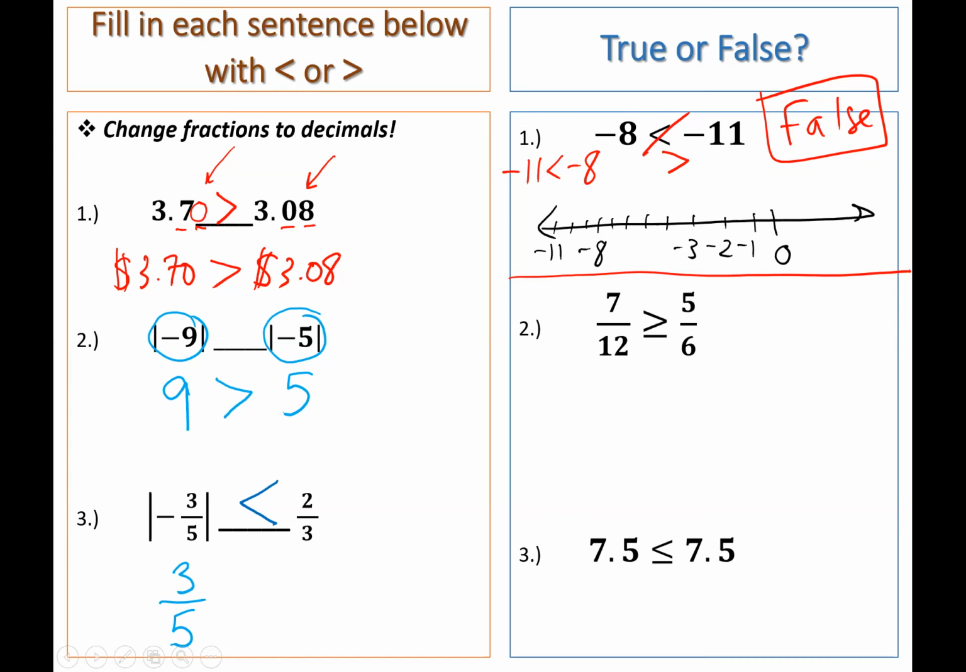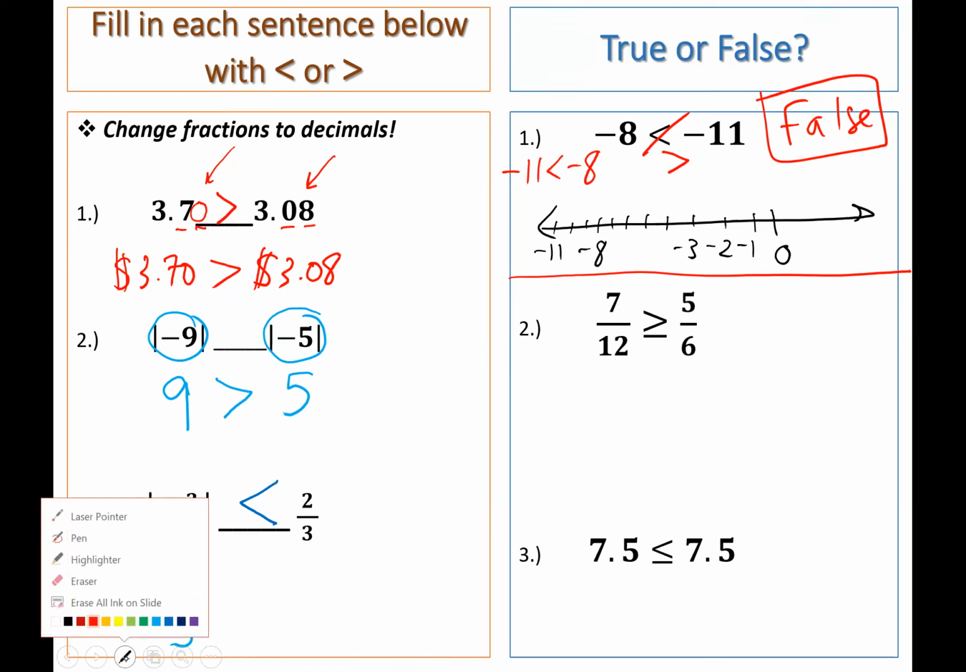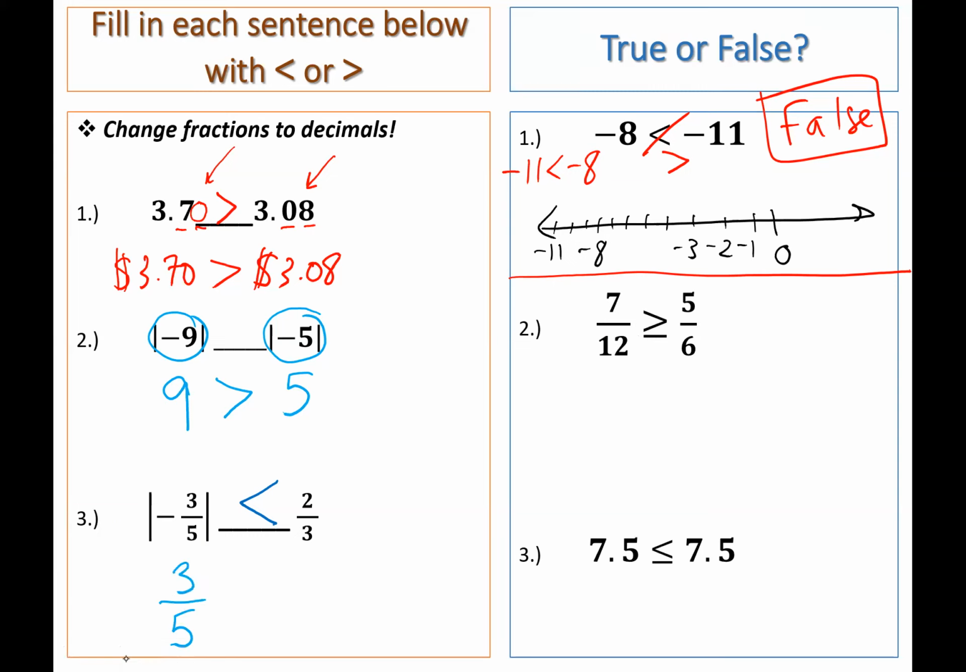So we can now decide, do we want to change these into decimals to compare them? Or do we want to change them to have common denominators? I think for this one, common denominators is probably the easier way to go. 6 times 2 is 12. So I can just multiply by 2/2. So that 5/6 becomes 10/12. Then I can more easily compare them, 7/12 to 10/12. So 7/12 is not greater than or equal to 10/12. 7/12 is actually less than 10/12 because 7 is less than 10. So I would say false for this one as well.